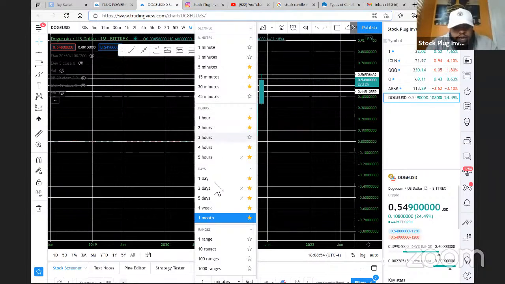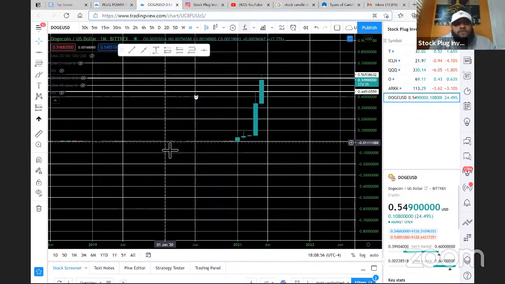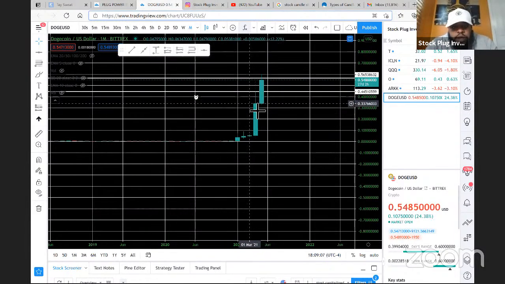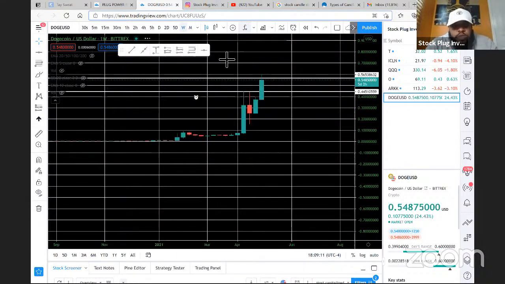Push it down, pick the time frame you want to be on. Whichever time frame you pick, that's what the candle is going to represent. One candle represents 1 month. Every candle is 1 month. So you can go to the week, and every candle is a week. You know what I mean?